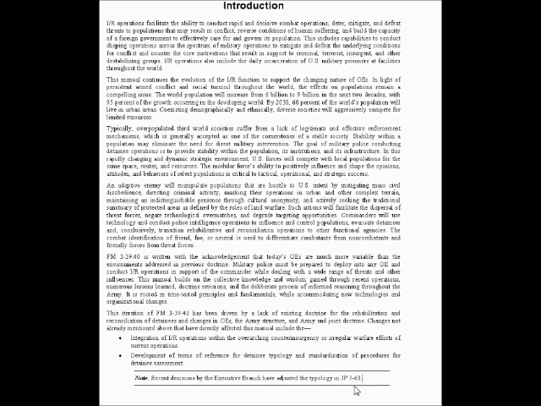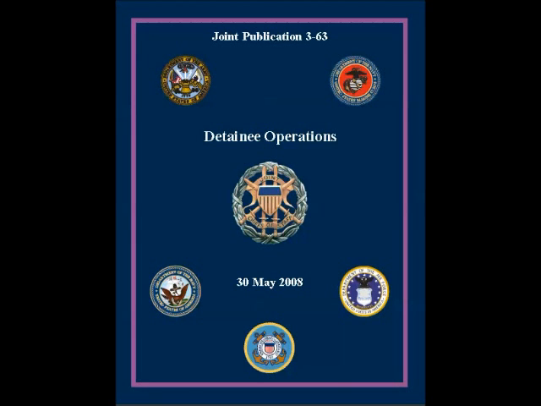What is JP 3-63? JP 3-63 is Joint Publication 3-63, Detainee Operations. This is from the military. This is from the Joint Chiefs of Staff, as high as you get in the military. And that's what's troubling about this.